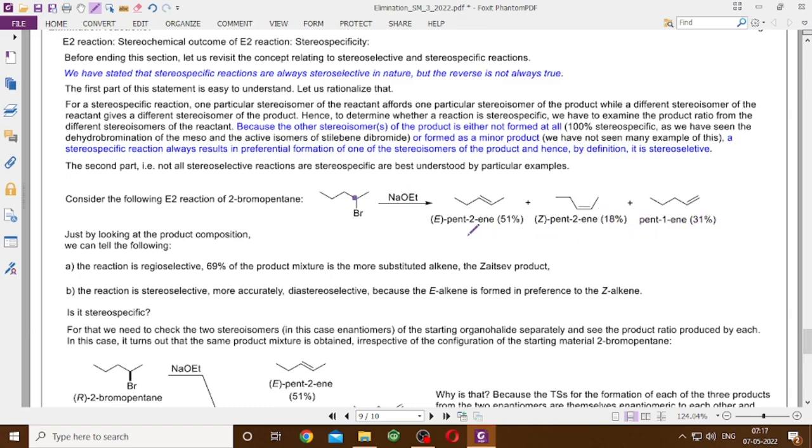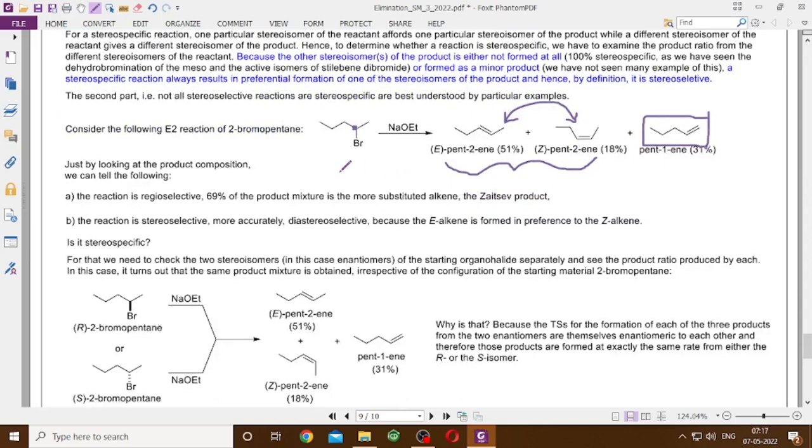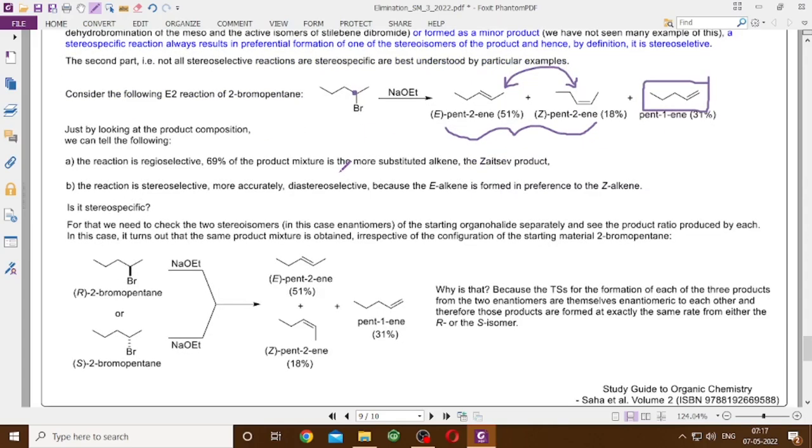So this reaction is regioselective. Obviously, Zaitsev product is dominating as expected, because your leaving group is bromide, and the reaction is stereoselective as well, because this one is not a stereoisomer, but these two are stereoisomers. So the Z isomer is minor, E isomer is the major product. So this reaction is stereoselective. Undoubtedly, this is an example of a stereoselective reaction. But is the reaction stereospecific?